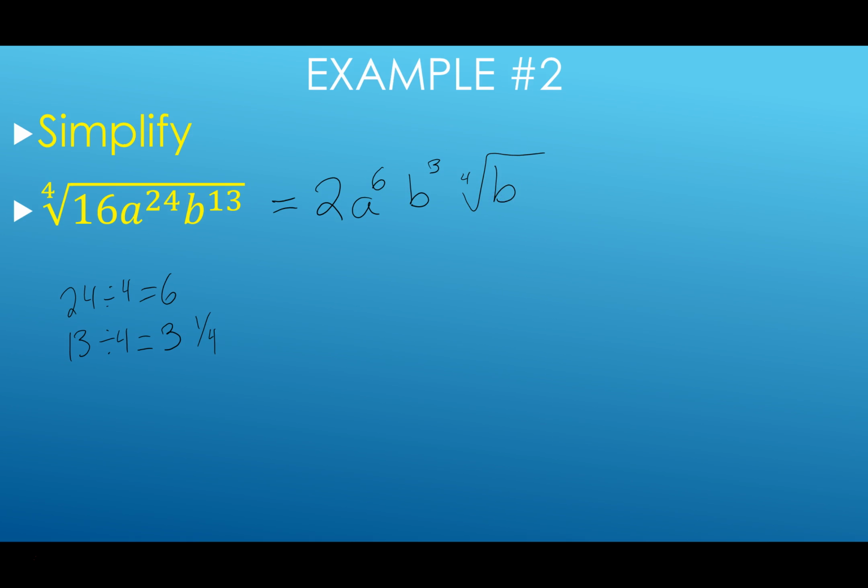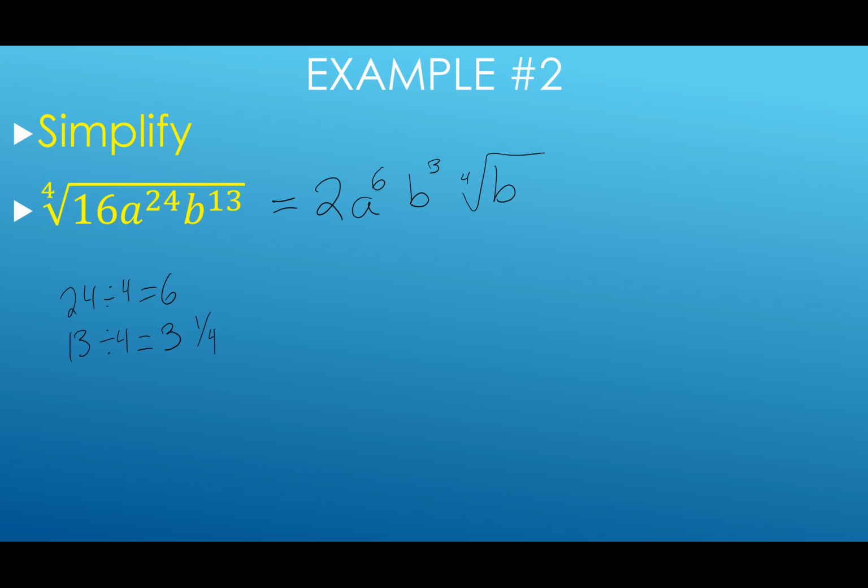So that would be the 4th root of b. There are no other numbers left inside because 16 was a perfect 4th, and a to the 24th is a perfect 4th as well, so there's no a inside. But the b had a remainder of 1, so that's why there's 1 b left over. Had the remainder been 2, then there'd be 2 b's left over, a b squared. If the remainder was 3, then there'd be 3 b's left over and it'd be a b cubed.